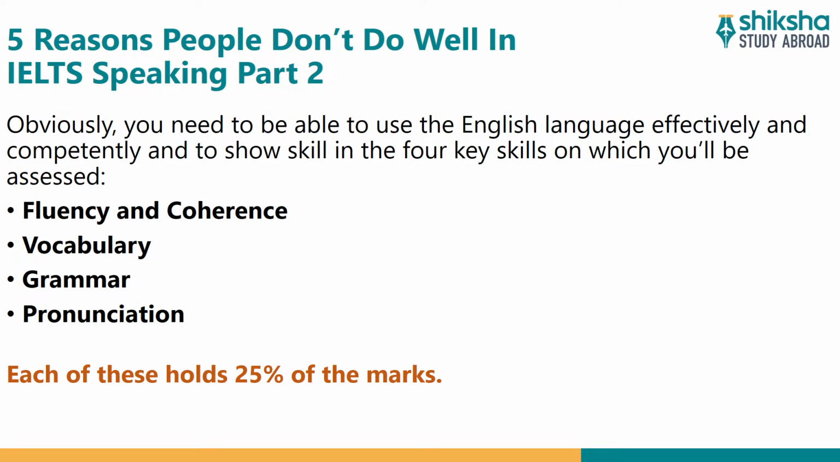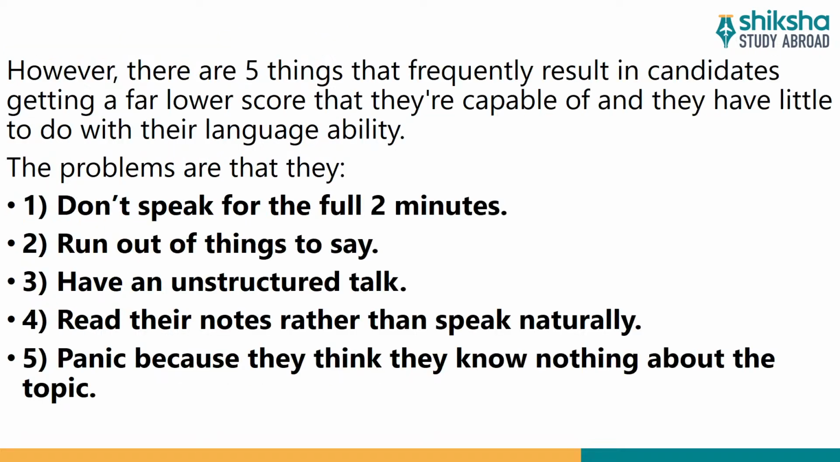What are those 4 parameters on the basis of which you will be evaluated? Those are fluency and coherence, that is the first one. Second, we have lexical resource, which is also known as vocabulary. Third, grammar. And fourth, pronunciation. Each of these holds 25% of the marks. Please remember that. However, there are 5 things that frequently result in candidates getting a far lower score than they're capable of, and they have little to do with their language ability.